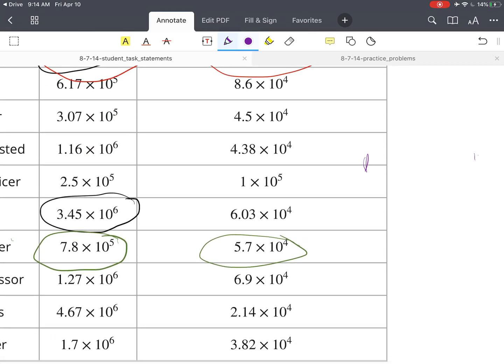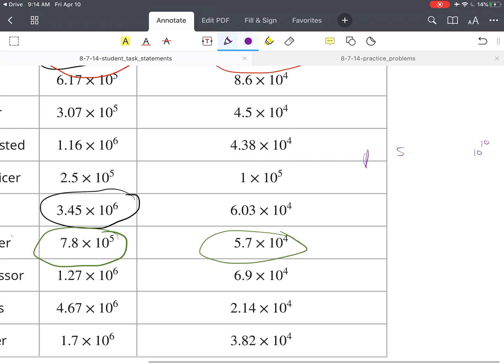It's going to be 10 to the 10th for the top one, right? Because it's 6 and 4 as the exponents of 10. And then it's going to be 1.16 times 4.38. And that gives us 5.0808 times 10 to the 10th.